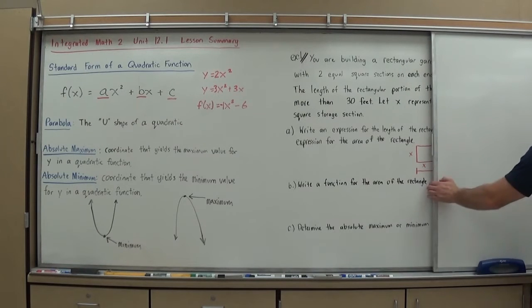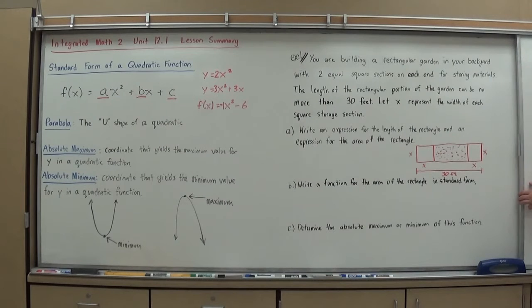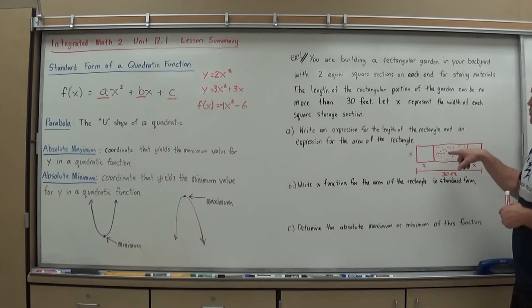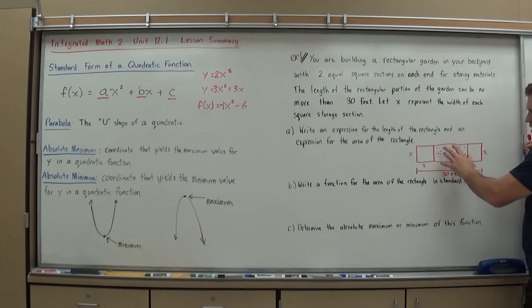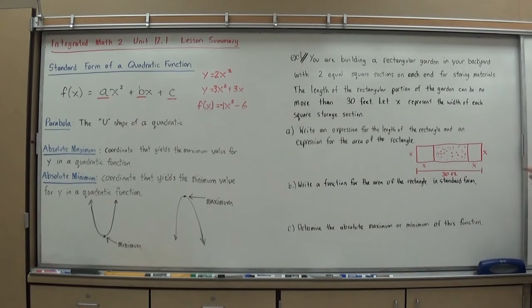And what we're going to eventually get through this problem, let's look ahead at what it's saying and then we'll go back. It says write an expression for the length of the rectangle and an expression for the area of the rectangle. So that must mean just the rectangular garden portion here. And then write a function for the area of it in standard form, and then determine the absolute maximum or minimum. So if I'm making this garden, I want to maximize the space. I don't want to create these humongous storage containers that then I don't have any garden space. So we're going to start to look at how this relationship works by creating a quadratic function.